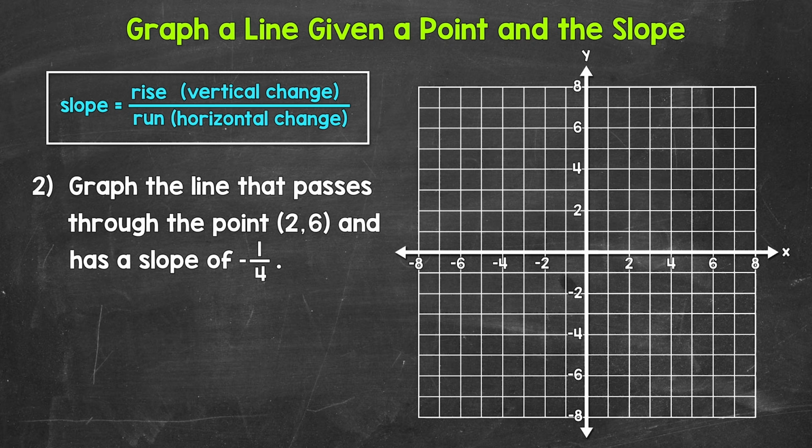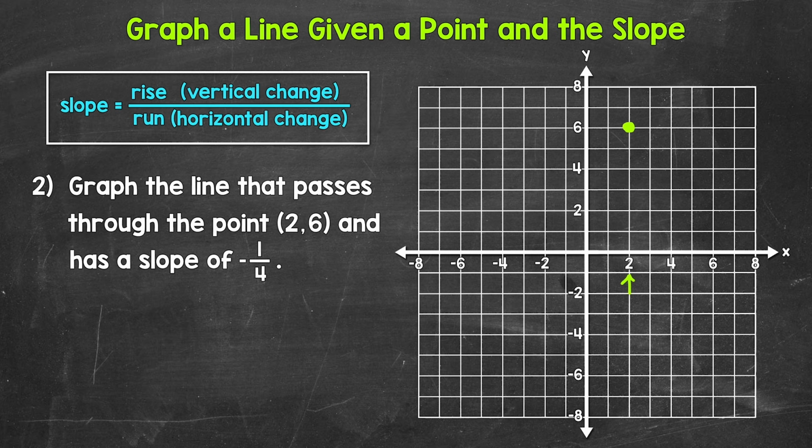Now, our first step is to plot the point. So we need a point at 2, 6. 2 is our x coordinate and 6 is our y coordinate. So we need to go over to 2 on the x-axis and up 6. So we plot our point right here. This point at 2, 6 is going to be our starting point.